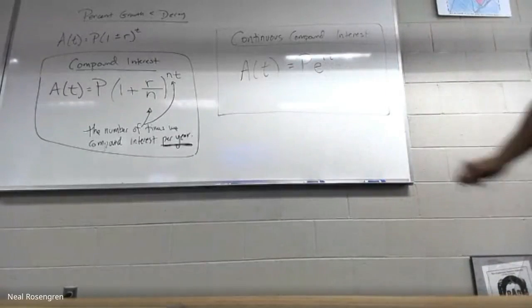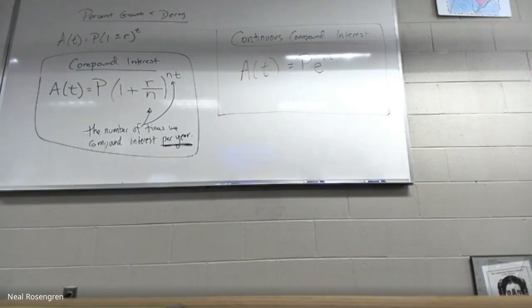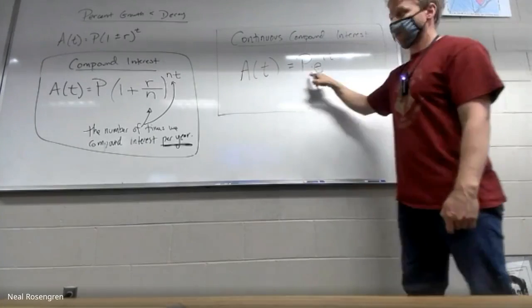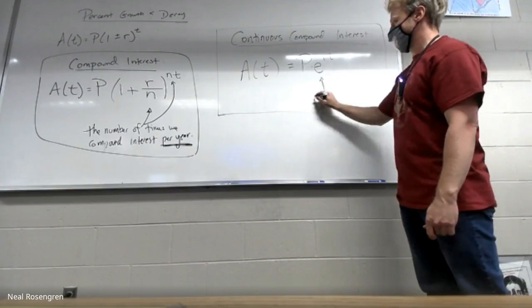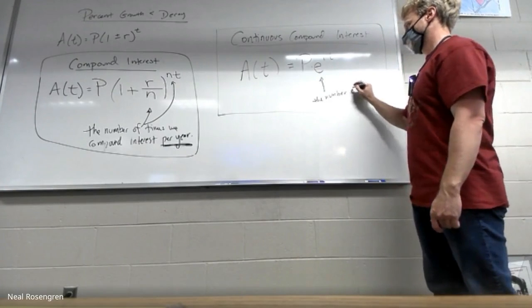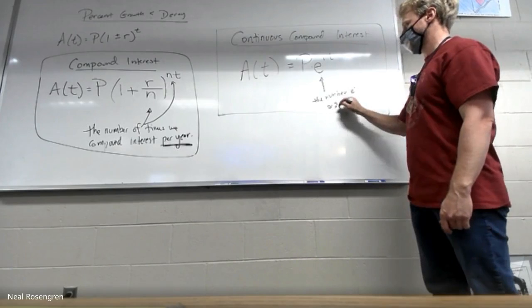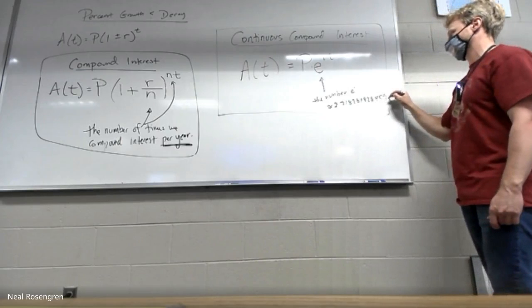Now, if it helps, put a little multiplication dot between the P and the E. E is what's being raised to that RT power. P is just P time. Okay? Principal. That's all I have to do, remember it. Okay? This is the number E, which is approximately 2.71828 45 90 45 blah blah blah.